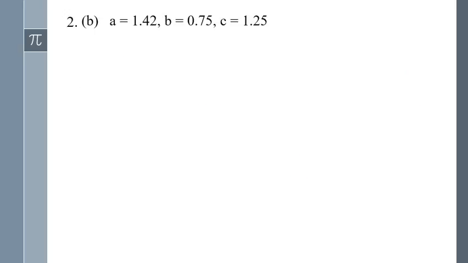Alright, 2B, once again, I've got a triangle labeled A, B, and C. Got 1.42, 0.75, and 1.25. Again, I've got three sides, so we're going to find the three missing angles using law of cosines. So I'm going to start with angle A.